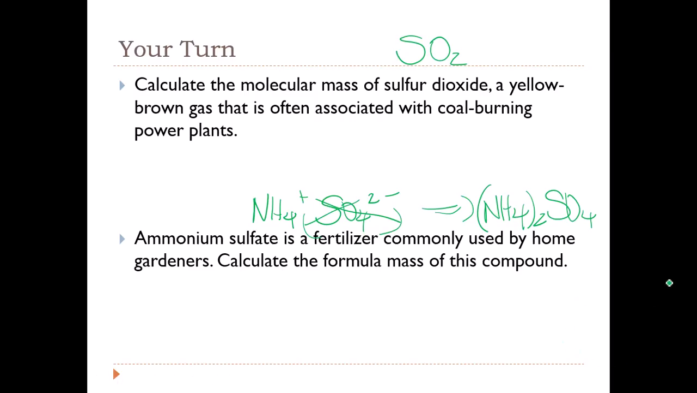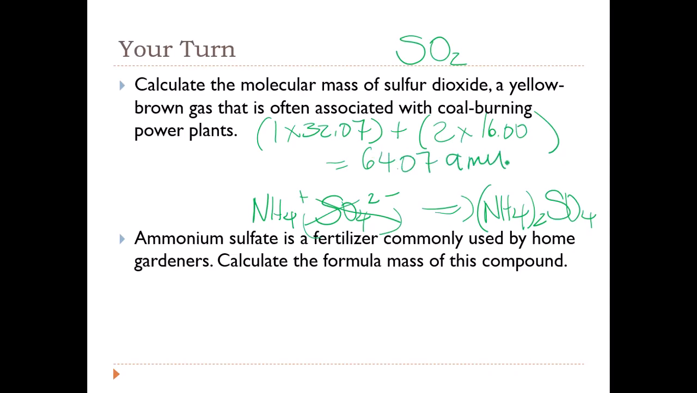Okay, so first one, 1 times 32.07, plus 2 times 16.00. And if you're trying to use your calculator to plug it all in, you should use parentheses, otherwise your calculator may not interpret it correctly. So I'd use parentheses as far as possible. So this gave me 64.07 AMU.